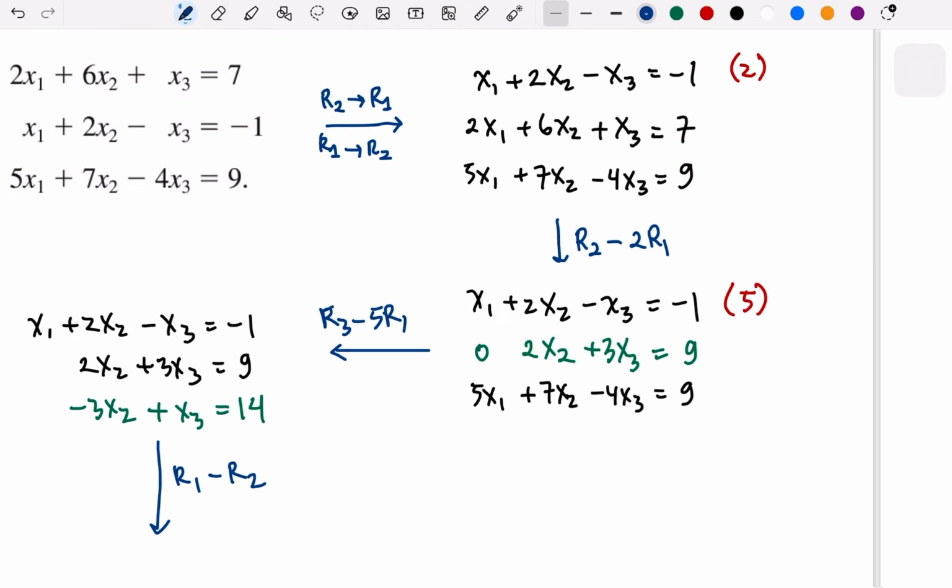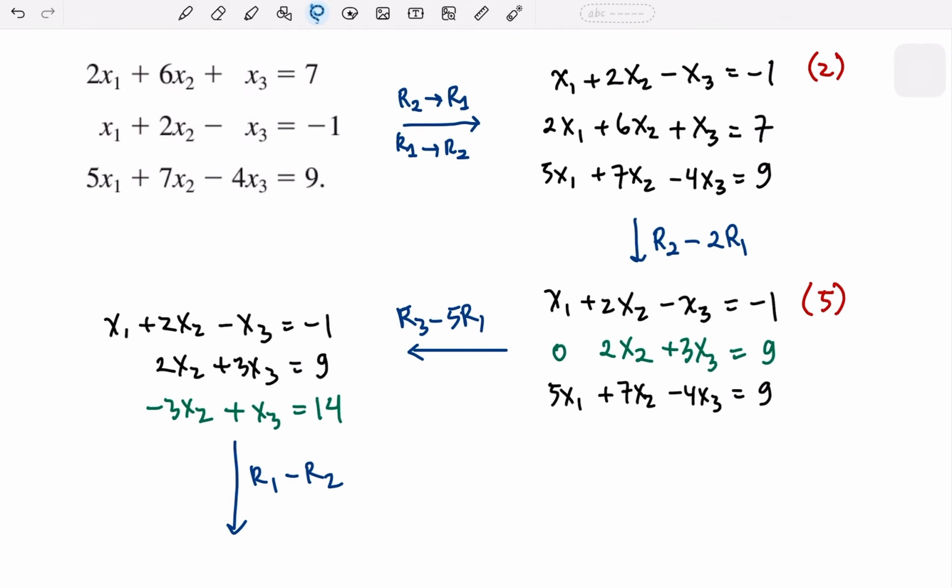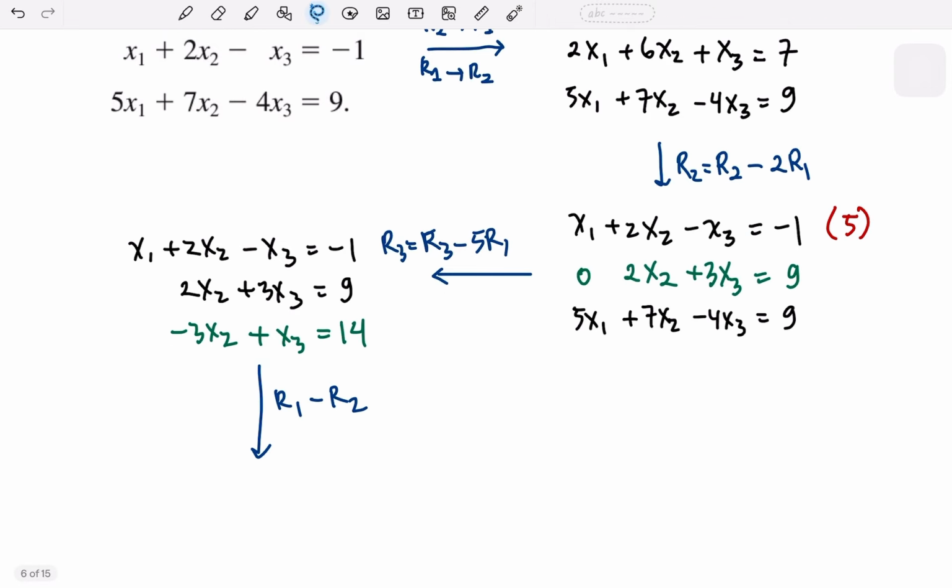Oh, I think it will be confusing. This will be, let me just add. The new R2 is R2 minus 2R1. The new R3 is this. And this should be the new R1. If not, then you'll confuse which R1 and R2 it refers to.